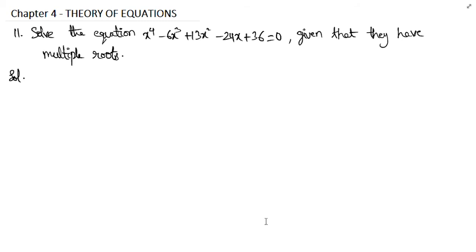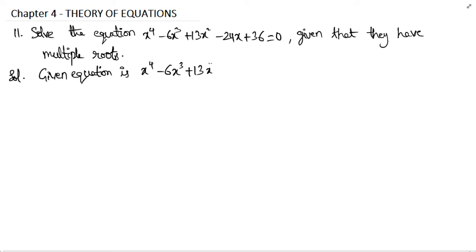So now we'll move on to the 11th question. Solve the equation given that it has multiple roots. The given equation is x power 4 minus 6x cube plus 13x square minus 24x plus 36 is equal to 0. So let us consider f of x is equal to our given equation.